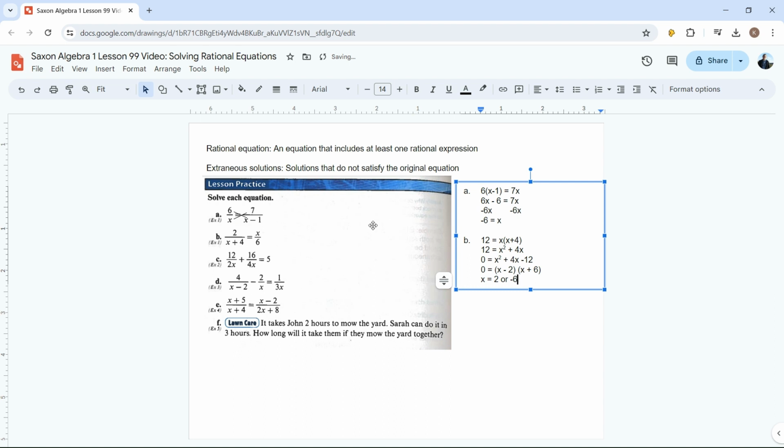Now let's go ahead and plug in 2 and negative 6 and see what happens. If I plug in 2, I get 2 divided by 2 plus 4, which is 6. 2 divided by 6 is 1/3, equals 2 divided by 6, or 1/3. 2 works as a solution.